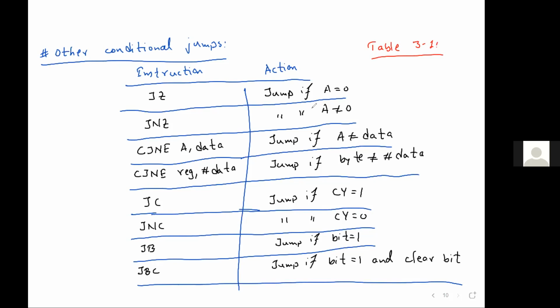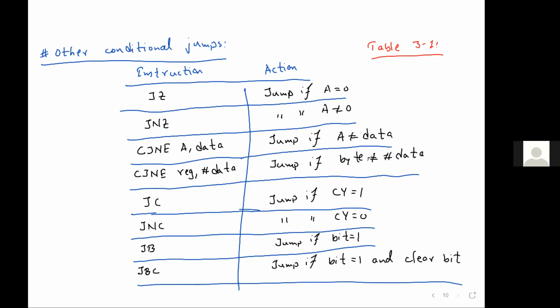CJNE A, data means compare and jump if not equal. So compare the accumulator with data. If it is not equal, then jump. The following is the same thing. The difference is over here we have a register and #data, and you know the difference between data and #data. So the same thing.